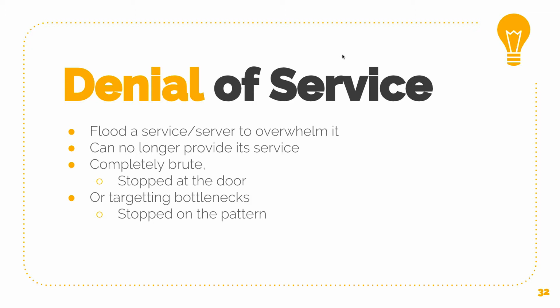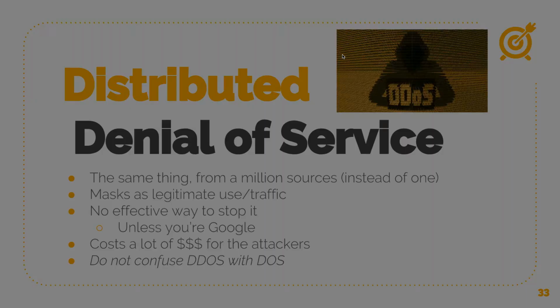A DOS is basically a flooding of a service to overwhelm it. It makes the service no longer available because it's overwhelmed, and it's either completely brute force, which can be stopped at the door, or it's targeting bottlenecks, which can be stopped by recognizing the pattern. So how do they do that?